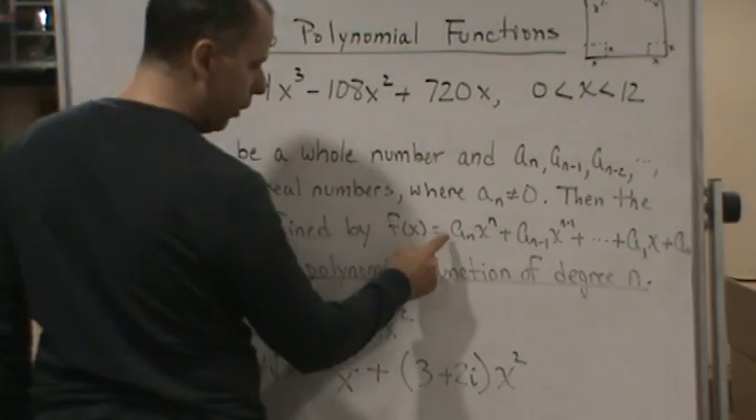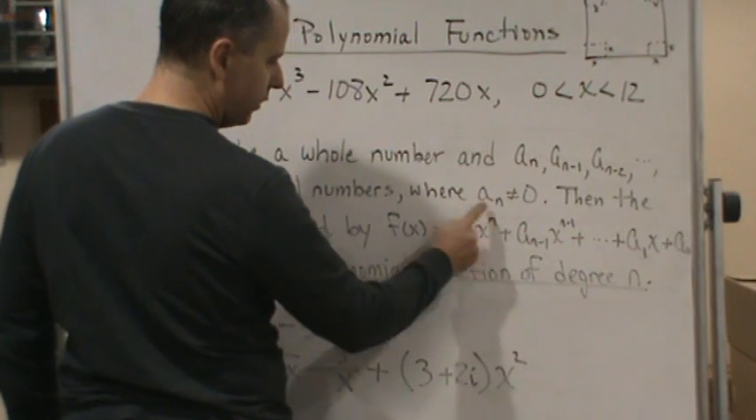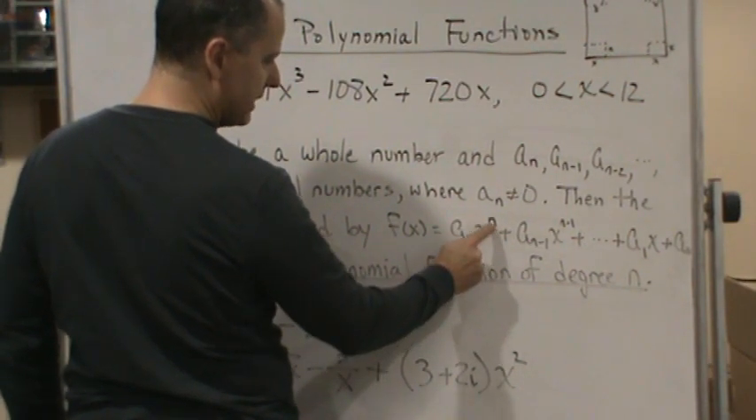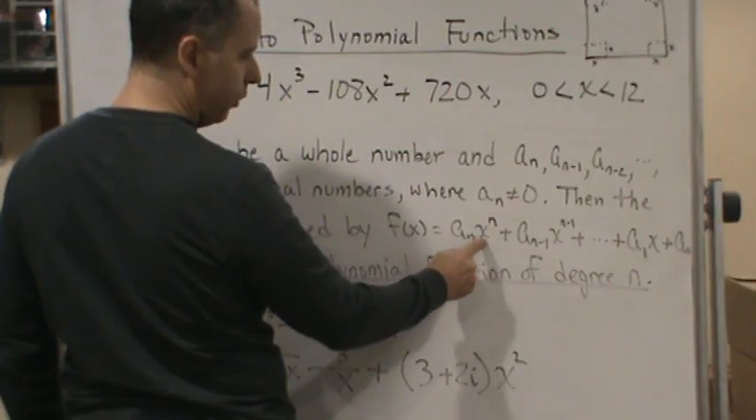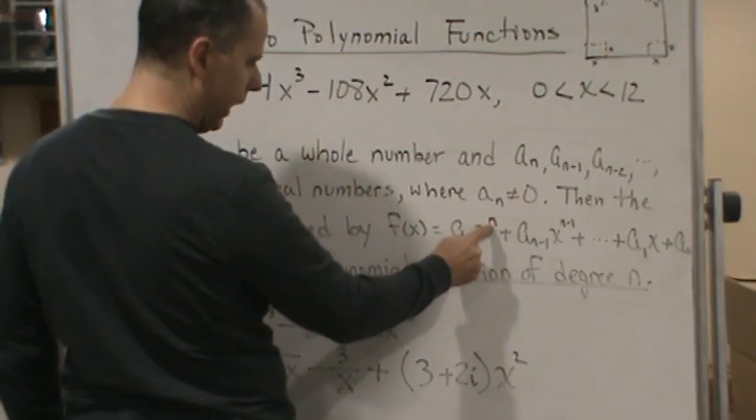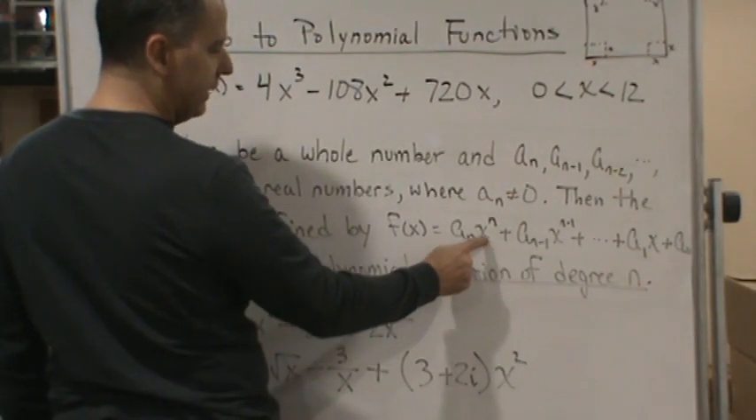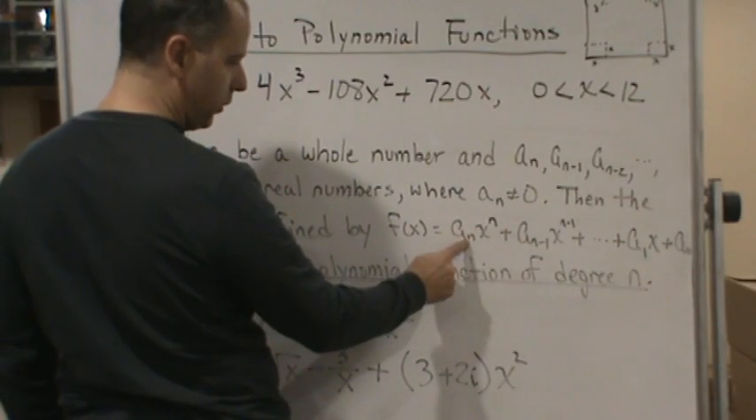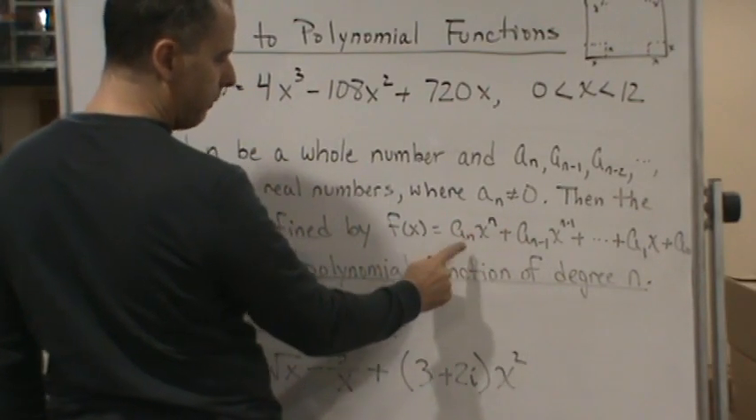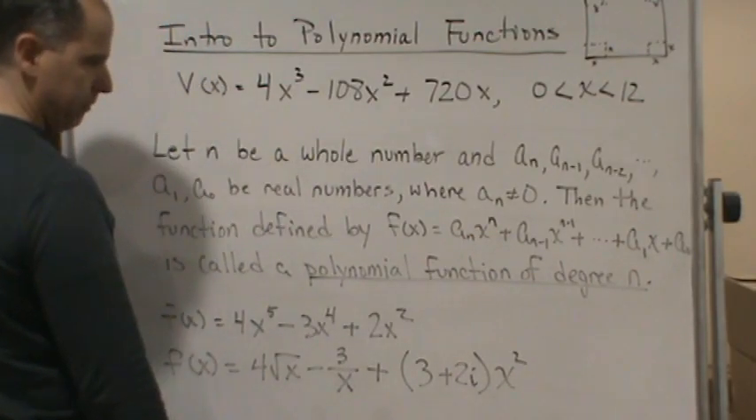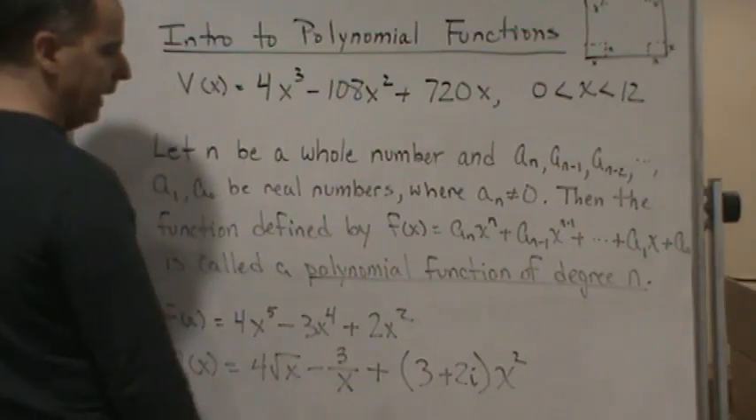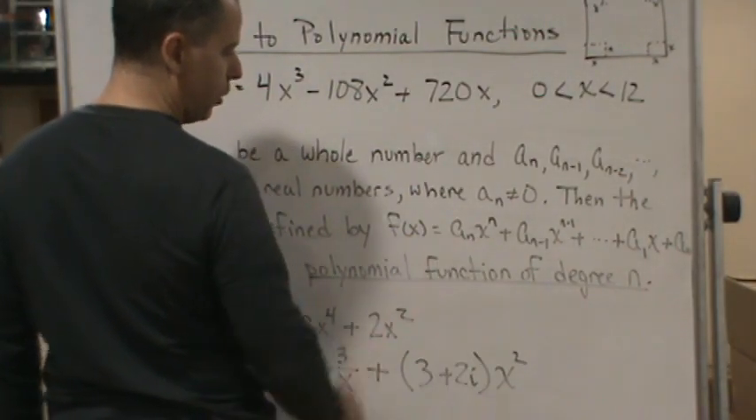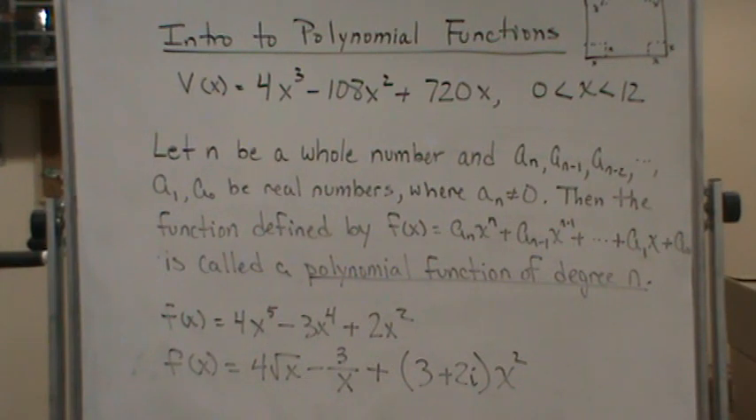Okay, so now notice how this is called the leading term. This is the leading term because it has the x variable with the highest power. So the term that has the x variable with the highest power is called the leading term. The degree of the polynomial is based on the exponent of the leading term, and the coefficient a sub n is called the leading coefficient. We're going to talk more about that later, but this is the definition of a polynomial function.